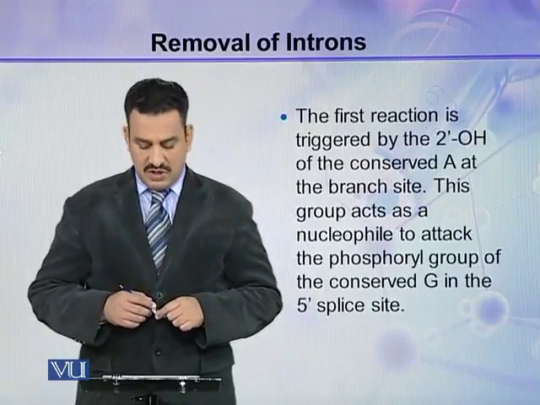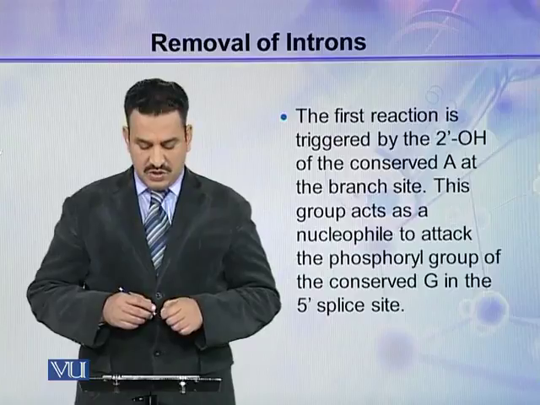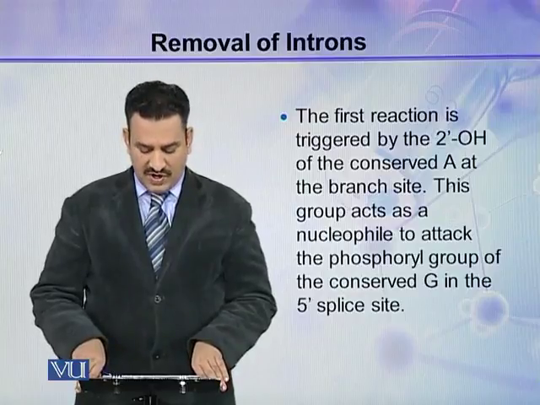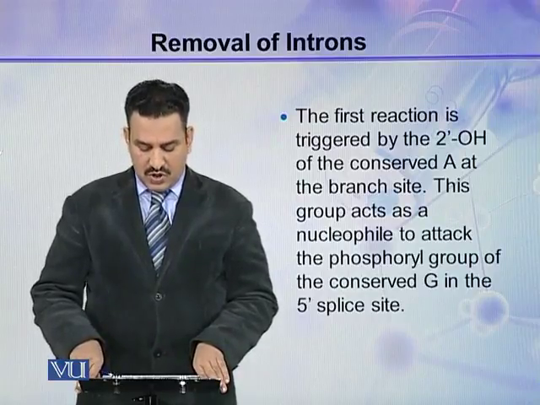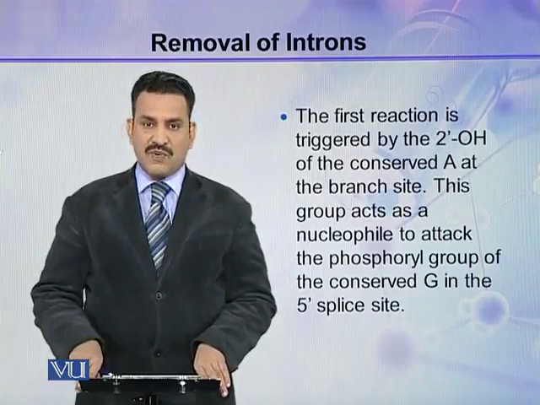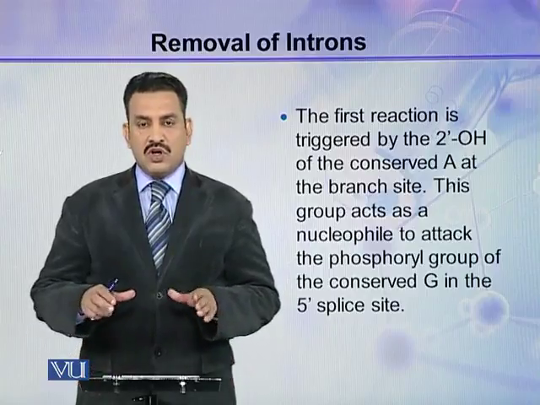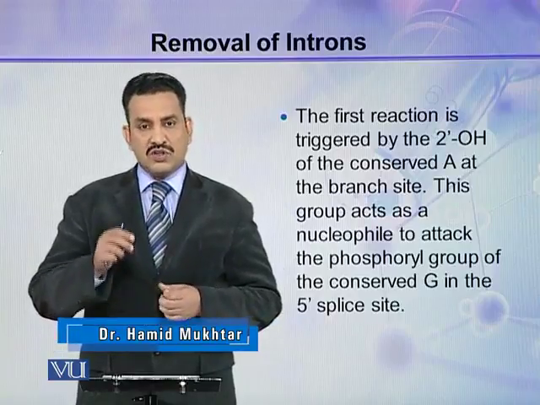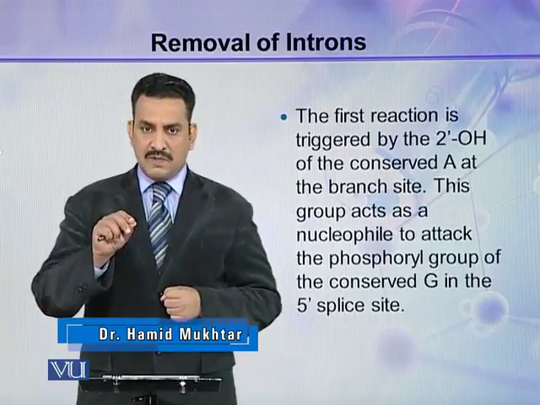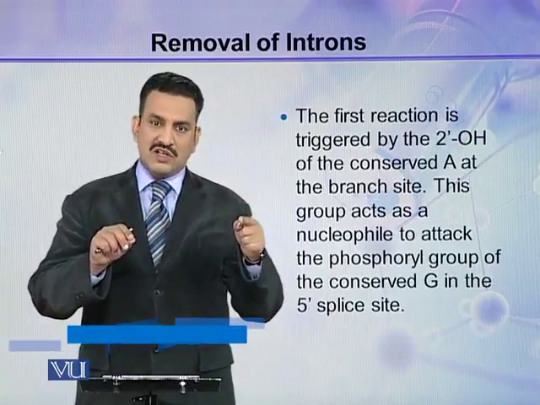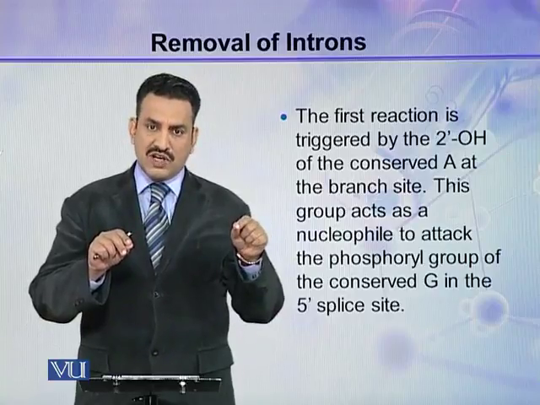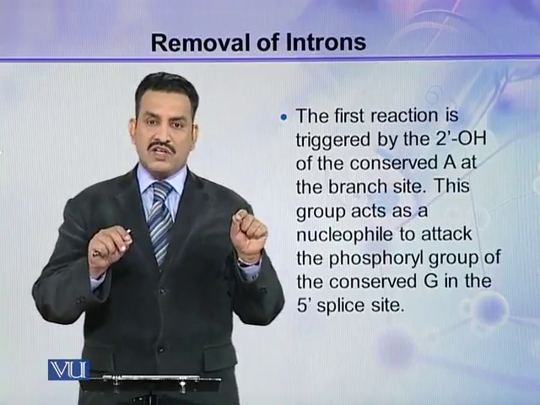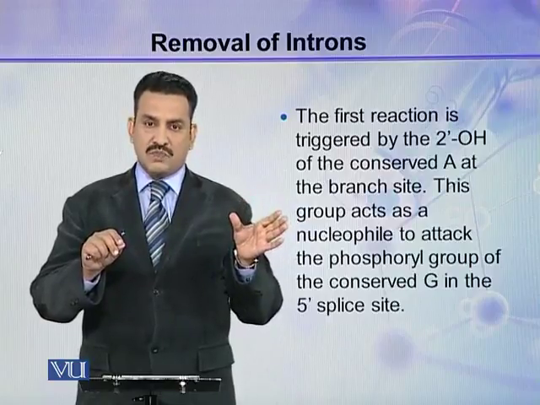The first reaction is triggered by the 2' OH of the conserved A at the branch site. This group acts as a nucleophile to attack the phosphoryl group of the conserved G in the 5' splice site. So you have seen in the intron there is a conserved nucleotide. So the 2' OH of this A attacks the G nucleotide, and in the G nucleotide it attacks the phosphoryl group, and this G nucleotide is present at the 5' splice site.